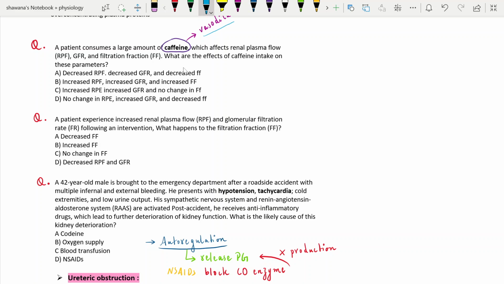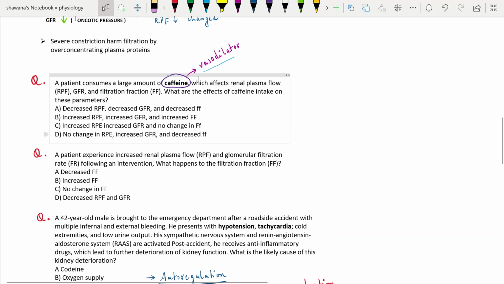Caffeine is a vasodilator of the afferent arteriole. It means that afferent arterioles are being dilated, so it will increase the renal plasma flow. It will increase the GFR, but these both are increasing simultaneously, so there will be no change in the filtration fraction. This seems to be the correct answer, but there is an option of increased FF, so it's not correct. The correct option is C.